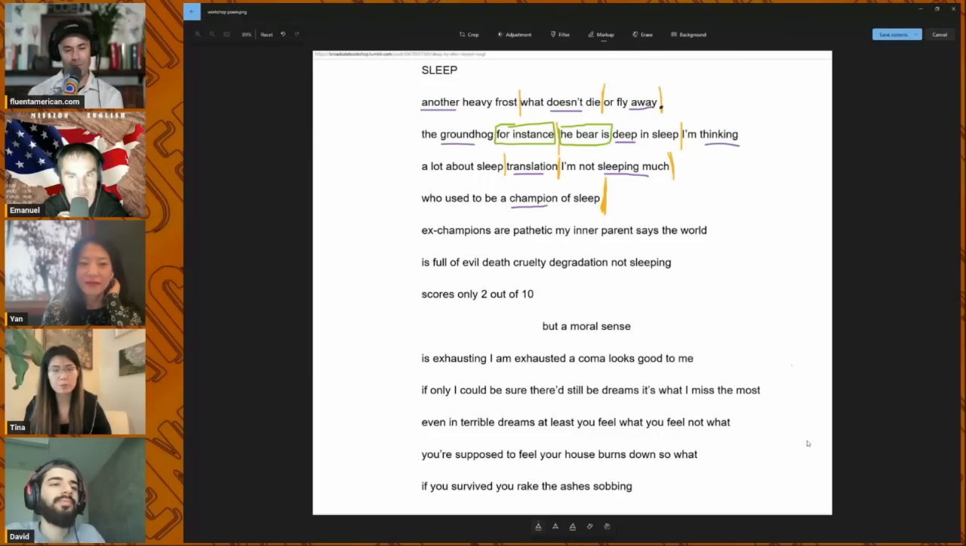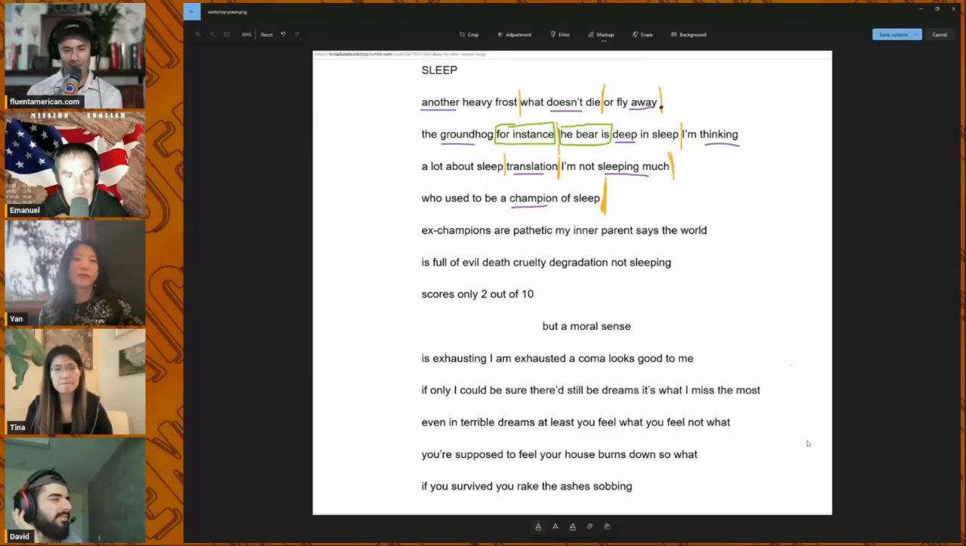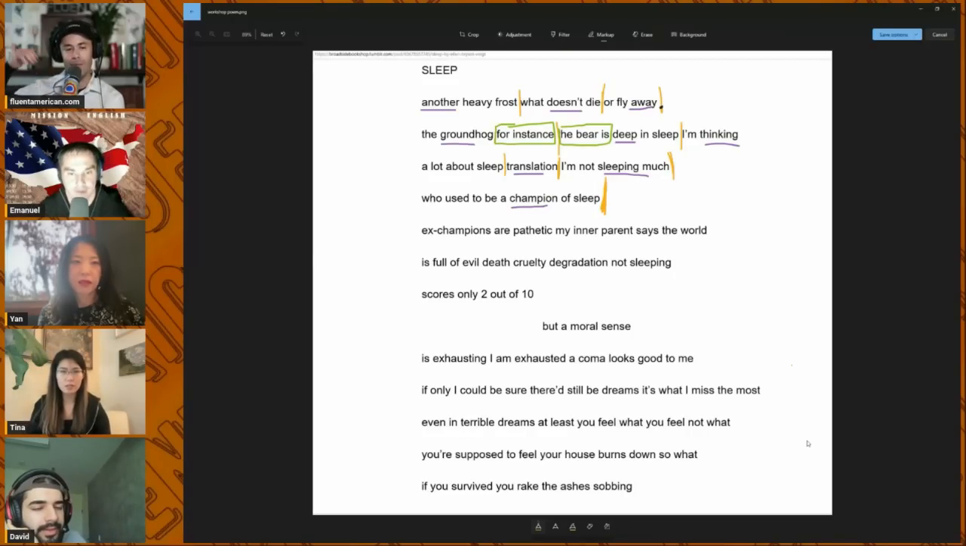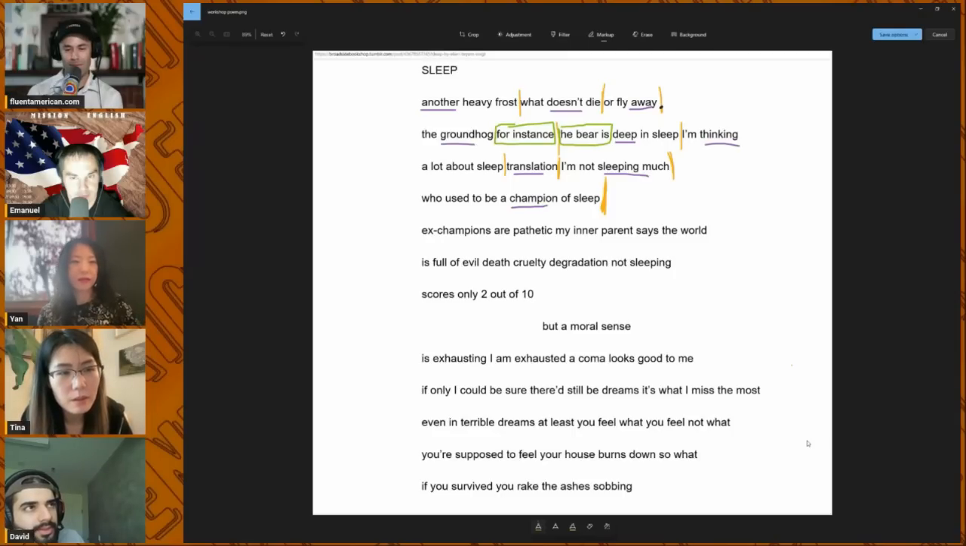The bear is. I don't know. Let's find out together. Can you read it again? The groundhog, for instance, the bear is deep in sleep. Let's give me more of a waver, like sleep. Sleep. Higher rise at the end though. Deep in sleep. Wait, what? Rise? Yeah. Waver, but rise at the end.